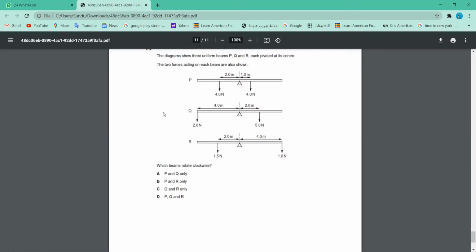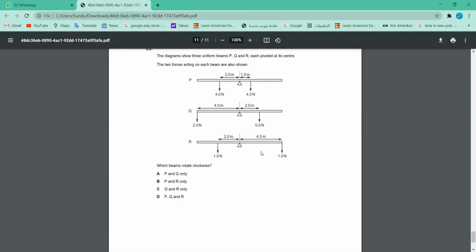Look at beam Q. Clockwise is 5 multiplied by 2, which is 10. Anti-clockwise is 2 multiplied by 4, which is 8. 10 is greater than 8, so Q will rotate clockwise. Again, R: 1 multiplied by 4 is clockwise, and 1.5 multiplied by 2 is 3. So 4 is greater than 3, so clockwise movement. I'm doing it real fast.